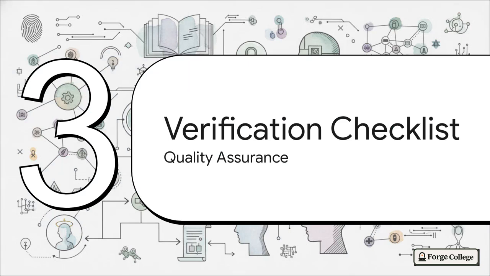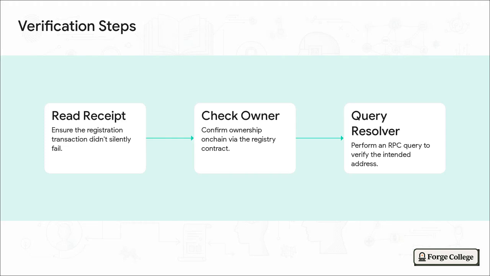Which brings us to the final stage, Section 4, the verification checklist, quality assurance and auditing. So, the crucial point is that in Web3, we have to adopt a strict trust but verify mindset. Even if the AI swears the script ran perfectly, we do not believe it until we manually check the chain. We have to complete these 3 mandatory audit steps to actually prove our identity mapping works.